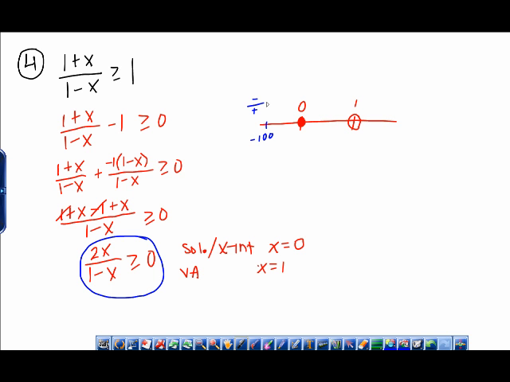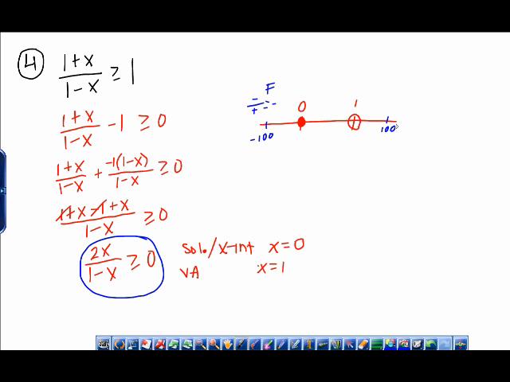Now, negative divided by positive will always give you a negative. Since negative numbers are not greater than or equal to 0, I get false over here. So don't shade over here. It's not part of our solution set. All right, now let's go ahead and do the other easier one.